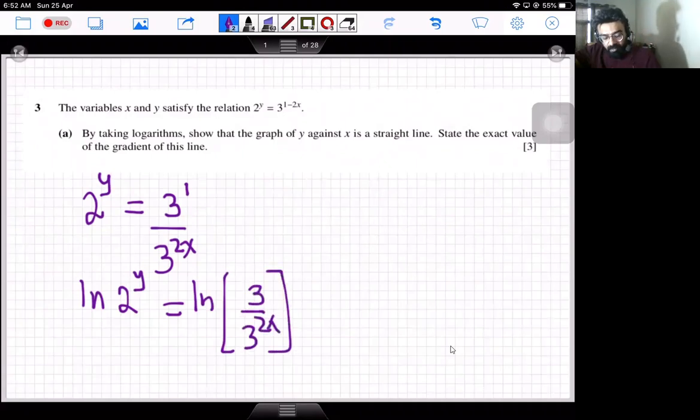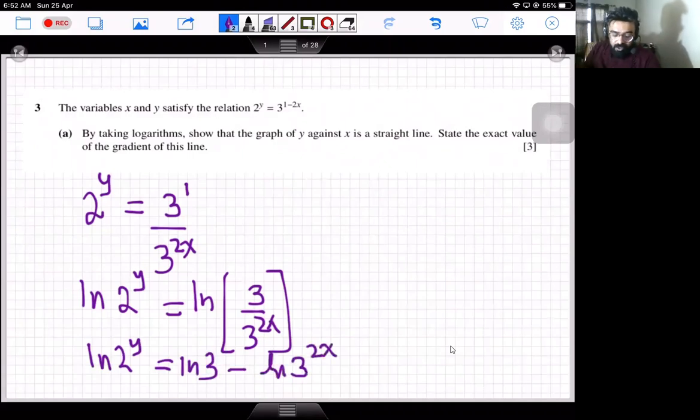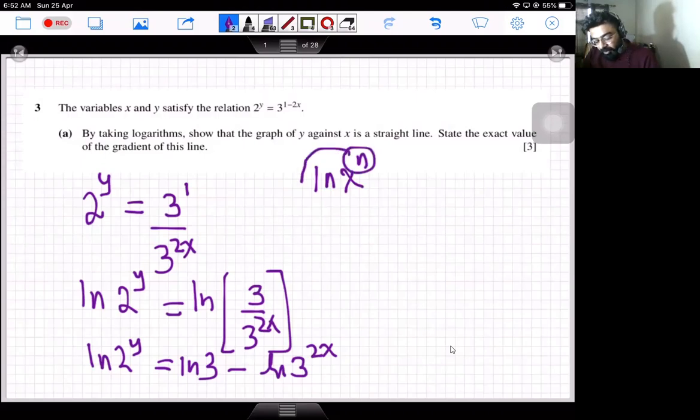Now this whole equation can be rewritten, if you apply the properties of log, as ln 2 raised to the power y is equal to ln 3 minus ln 3 raised to the power 2x. All right. Now applying the power law, according to the power law, if ln x raised to the power n, this power can be multiplied over here. It can become a multiple of ln x.